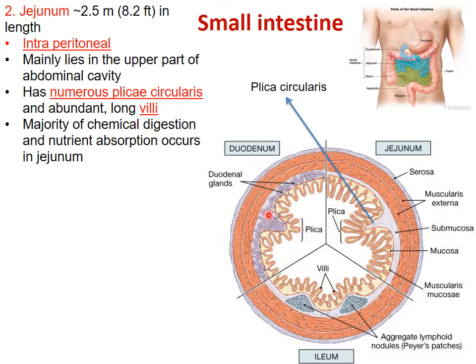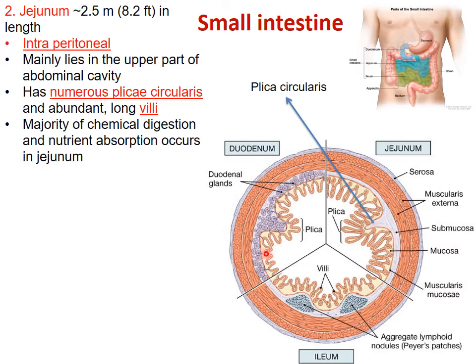In the duodenum, we have discussed that it has four parts. But in the cut section, what is very important is the presence of the duodenal gland, that is called Brunner's gland, named after the scientist Brunner. It is present in the submucosa. How many layers are there? Mucosa, submucosa, muscularis externa, and serosa.